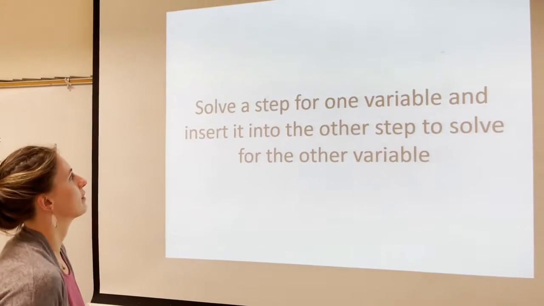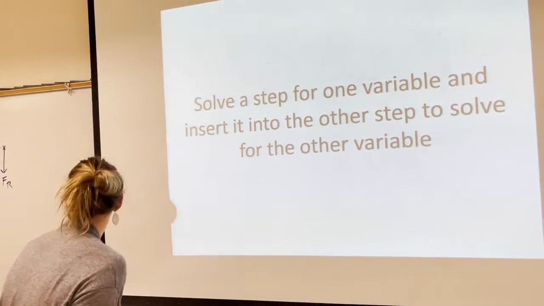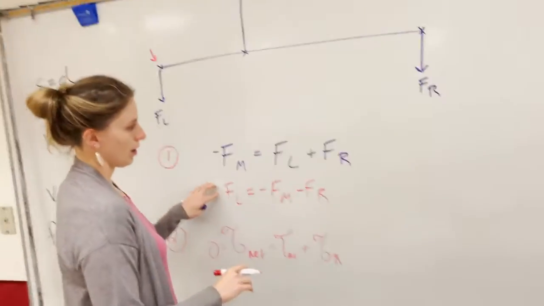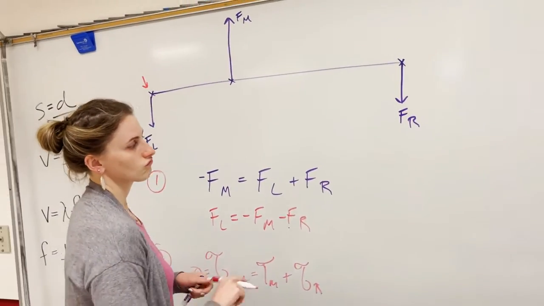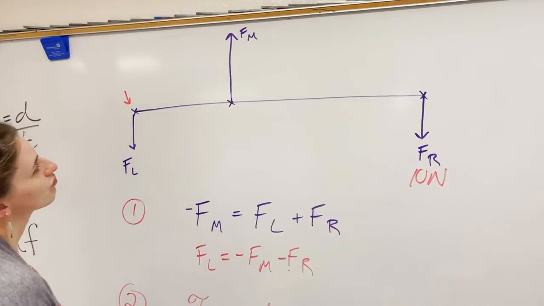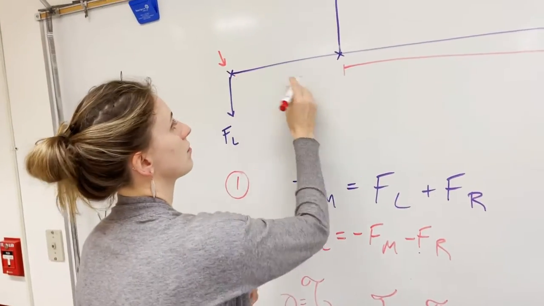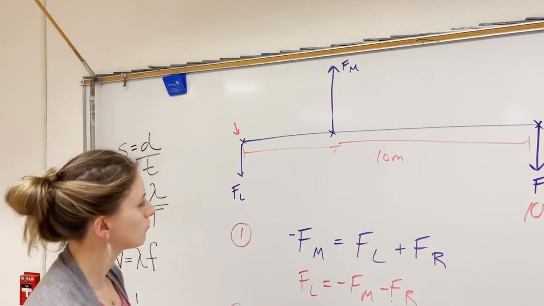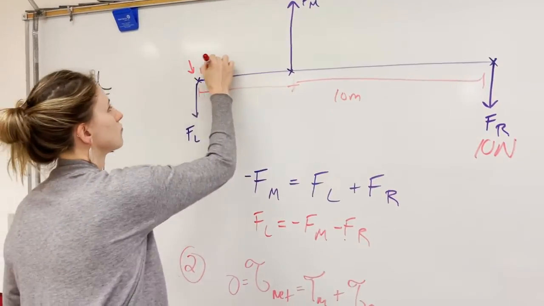Okay, so our next step here: solve a step for one variable and insert it into the other step to solve for the other variable. Okay, so that's what you're saying right here. So we have to solve this step for the, well, let's say we know the force on the right. Let's say the force on the right is 10 newtons, and the lever arm from the axis is 10 meters. And let's say that the lever arm for the middle is 4 meters.